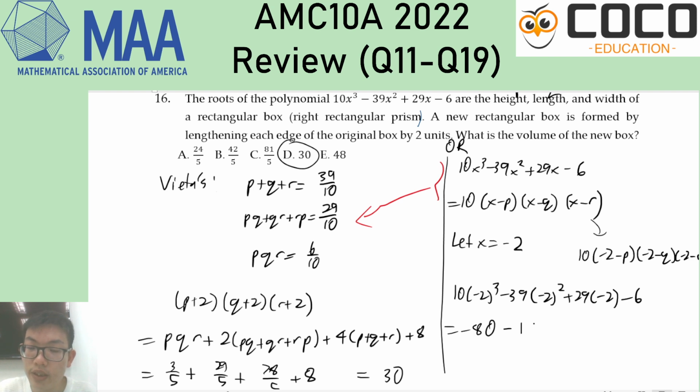Minus 80 minus 152. 156. Minus 58 minus 6 would give you negative 300. And so your answer is indeed 30 as well.